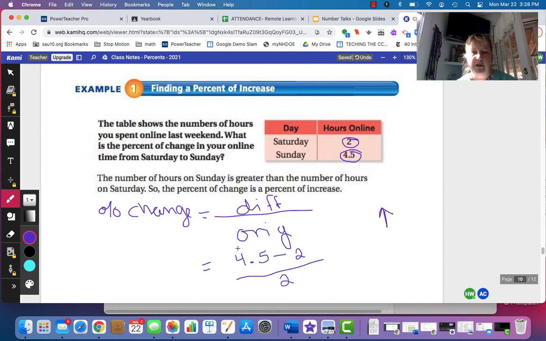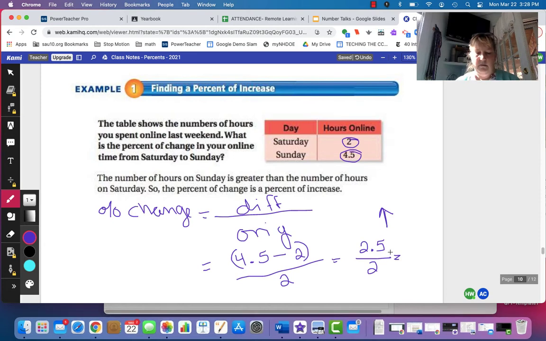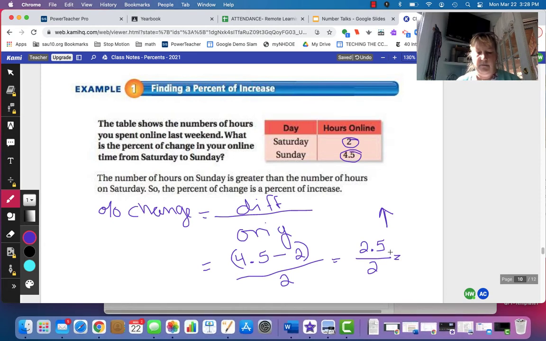Now remember, order of operations says that before I divide, I have to figure out what the subtraction is. So we know that 4 and 5/10 subtract 2 is 2 and 5/10, divided by 2, and that is going to give me, let's use the handy dandy calculator, 1 and 25/100ths. Now it's tempting to say that it's 1%, but think about that. Doesn't really make sense, does it? Because you more than doubled. You started at 2 and you went to 4.5 hours.